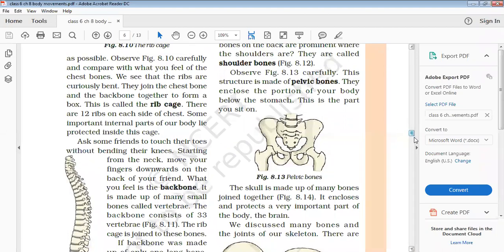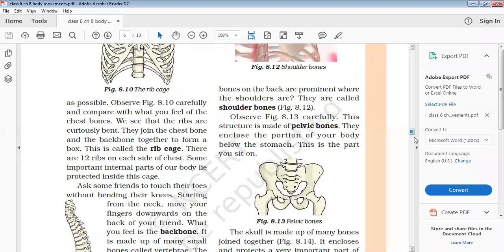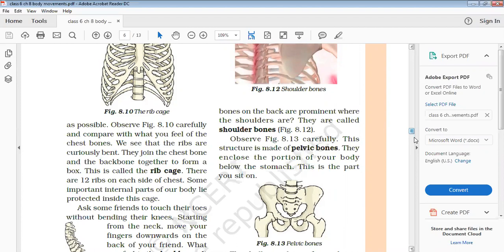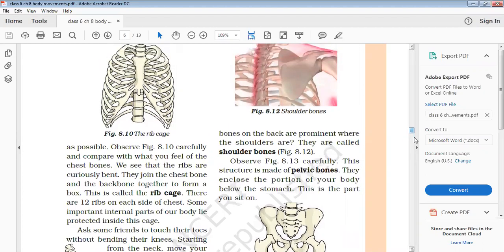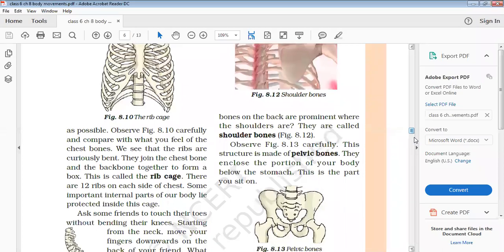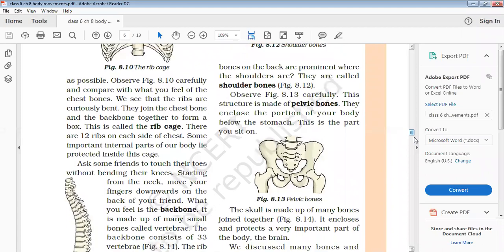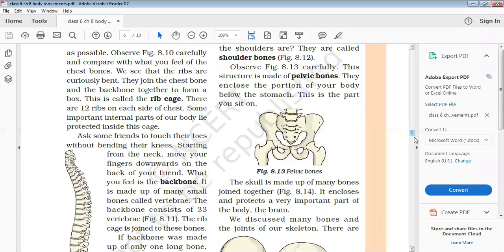There are other bones present in the shoulder. They are known as shoulder bones, shown in figure 8.12, and they have a ball and socket joint. Observe carefully figure 8.13. This structure is made up of pelvic bones, and the pelvic bones enclose the portion of your body below the stomach, and this is the part on which you can sit.